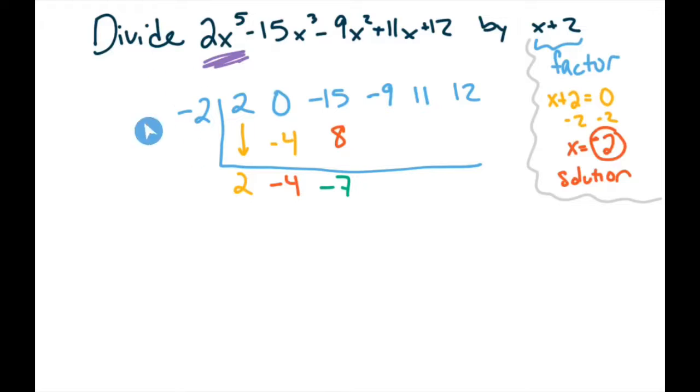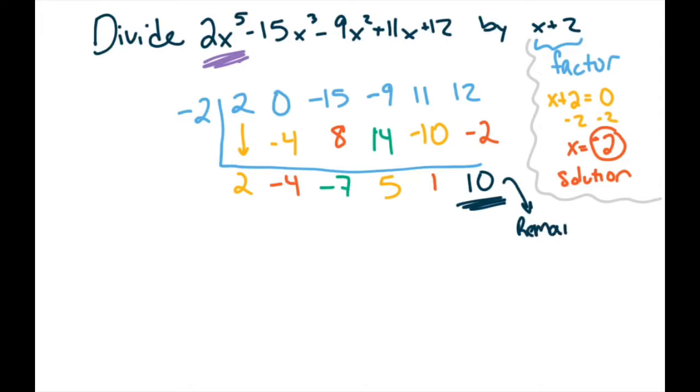Then I multiply again. Negative 2 times negative 7 gives us positive 14. We add straight down and get a positive 5. Multiply negative 2 times positive 5, and we get negative 10. Add straight down, we get a positive 1. Multiply again, we get a negative 2. And then add straight down one more time, we get 10. This last number, no matter what it is, is the remainder.